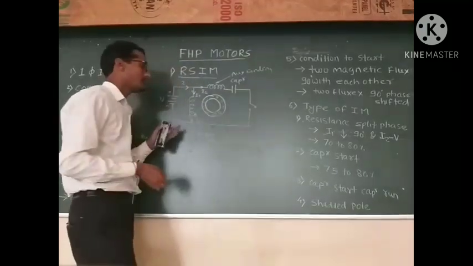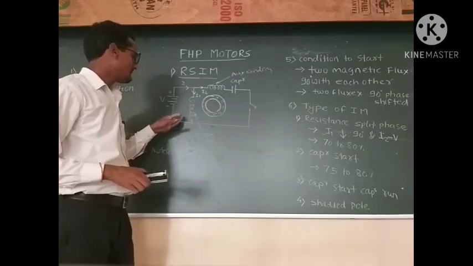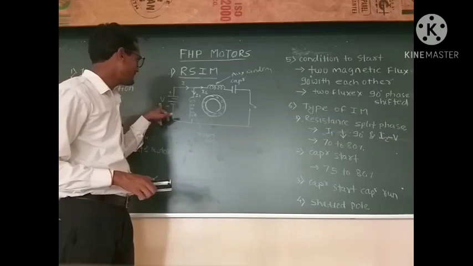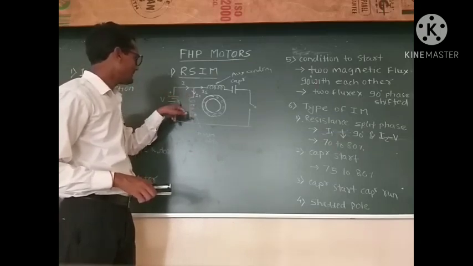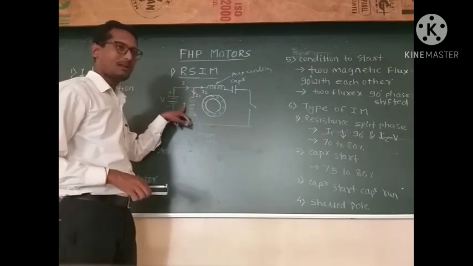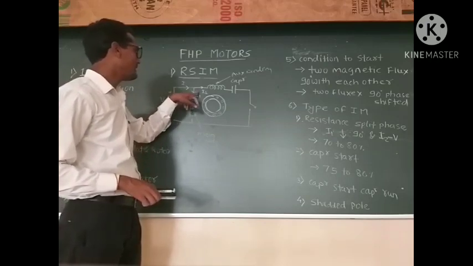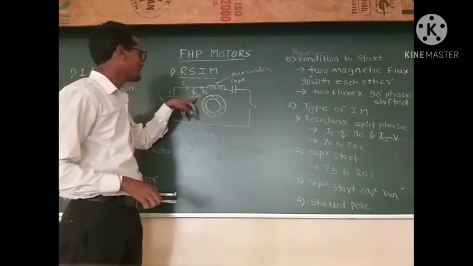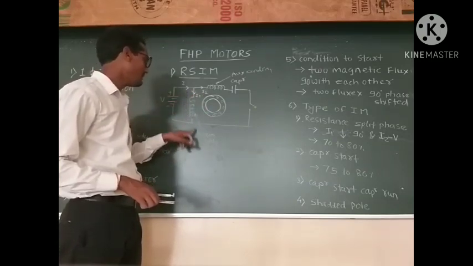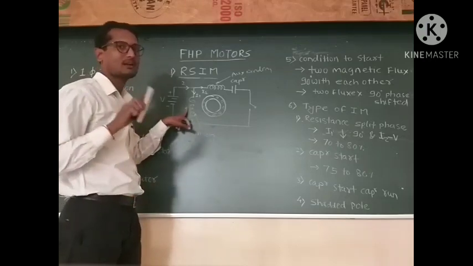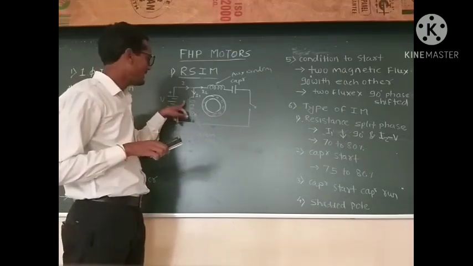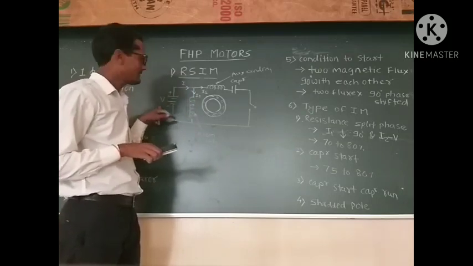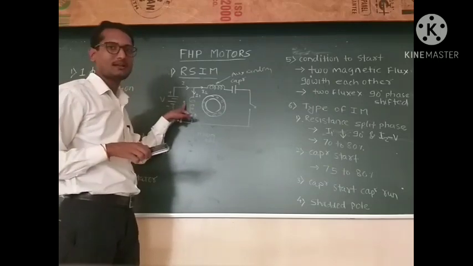Now what happens here is the supply voltage V1 is in parallel with the main winding, and the current is also divided into two parts. First I1, second I2. The current I1 passes through the main winding. We know that the main winding is highly inductive in nature. Because of that, the current I1 lags V1. That means this type of winding is highly inductive winding.